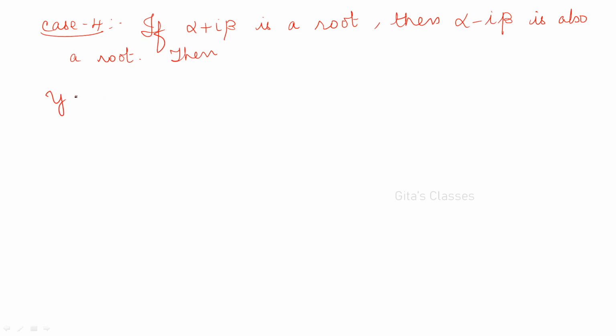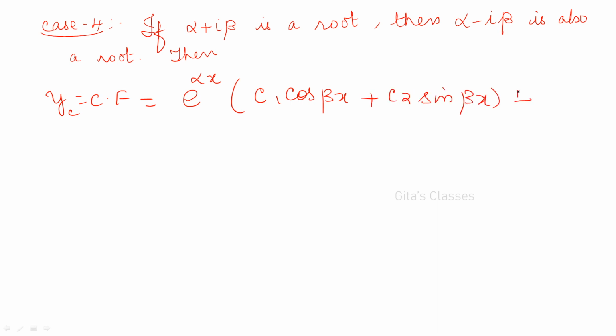So yc is equal to e power the real part, e power alpha x into C1 cos beta x plus C2 sin beta x. Assuming the remaining roots are real and distinct, we will say plus C3 into e power m3x plus so on plus Cn into e power mnx.